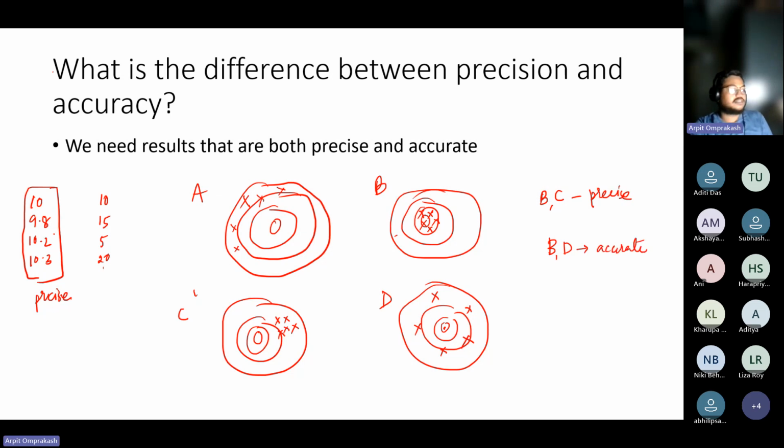So in this case, let's say the length of the table is 10 centimeters. You are also more accurate than your friend because if you do an average of this, it will come much closer to 10 than if you do an average of this. So this is more precise and more accurate compared to this. This is not precise, not accurate. Right.